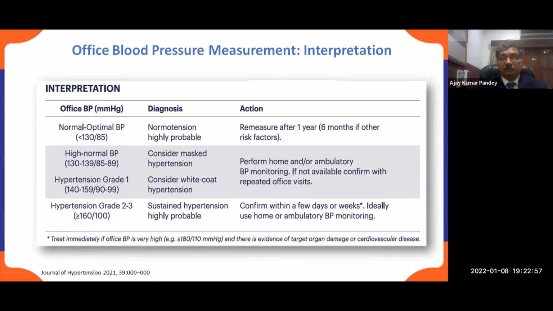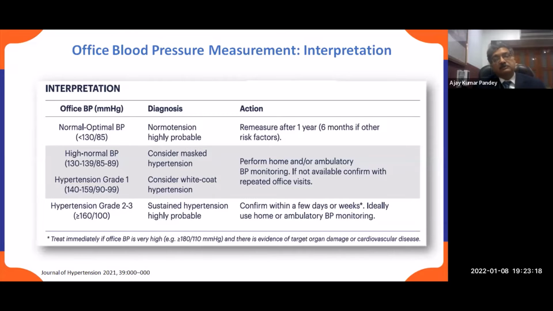Normotension is highly probable, but remeasure after one year, or 6 months if other risk factors like diabetes, kidney disease, and other things are there. What is high normal blood pressure? 130 to 139 systolic and 85 to 89 diastolic. Here you should consider masked hypertension.